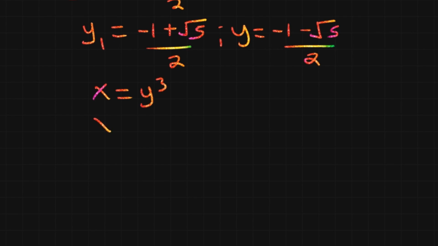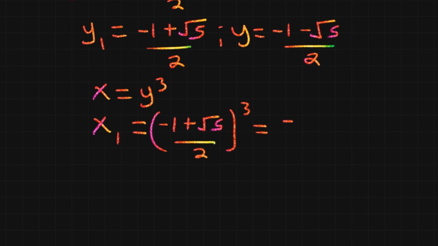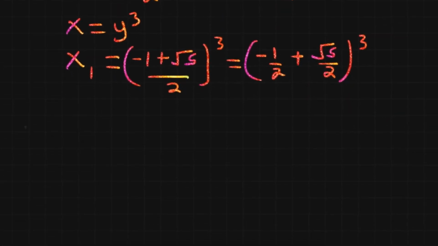So we can take the first x using the first y. So it will be this y here, that is minus 1 plus the root of 5 over 2 cubed. That is what will give us x1. So let us write this as a binomial, that is minus 1 over 2 plus root of 5 over 2, and the whole of that is raised to power 3. So as you can see, we can simplify this as a binomial, meaning we are going to use binomial expansion to simplify this. So let us do that.